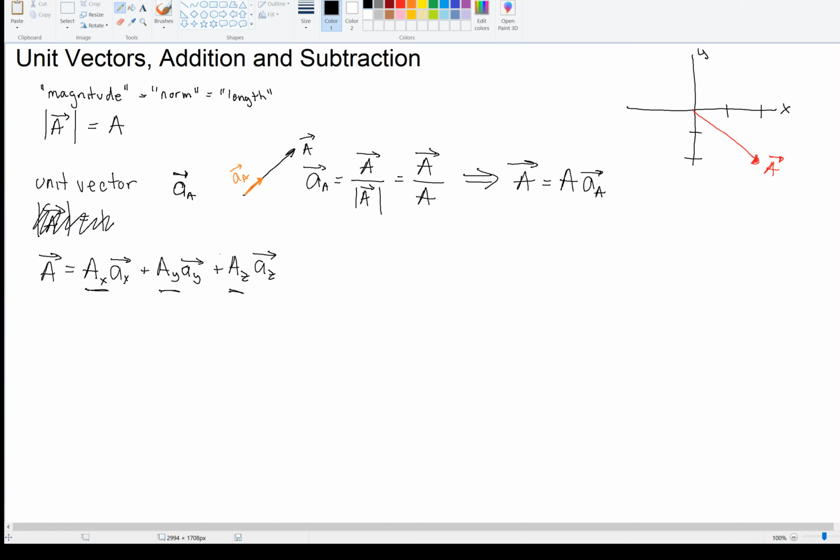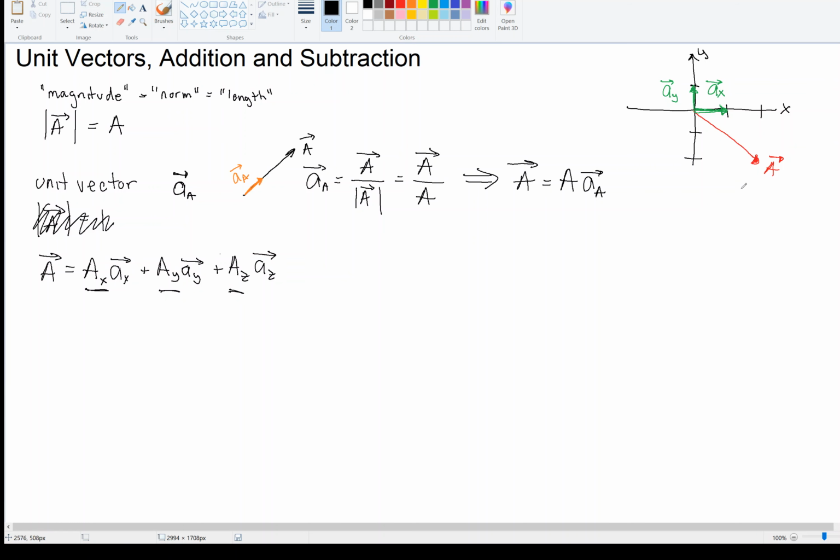Now, I went to the right by 2 units. So we're gonna call this thing here, this is little a in the x direction, right? This is a unit vector that points in that direction, x. Also, this thing here that points up 1 unit, this is a y. This is a unit vector that points in the direction of y, 1 unit.